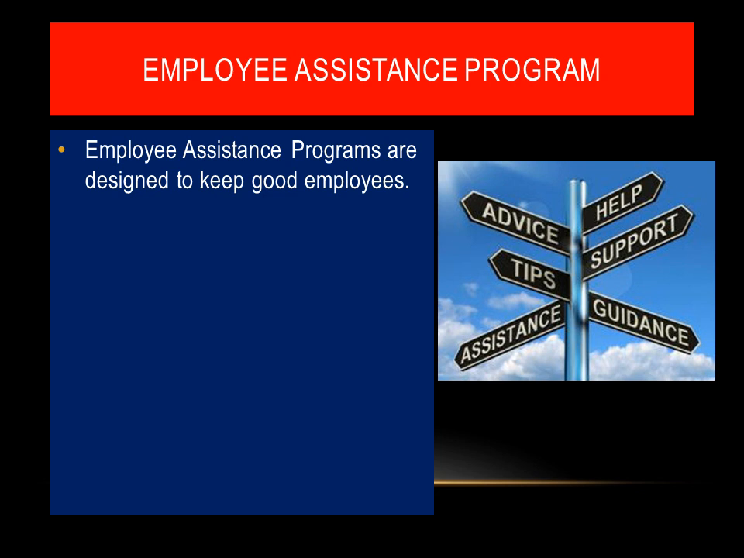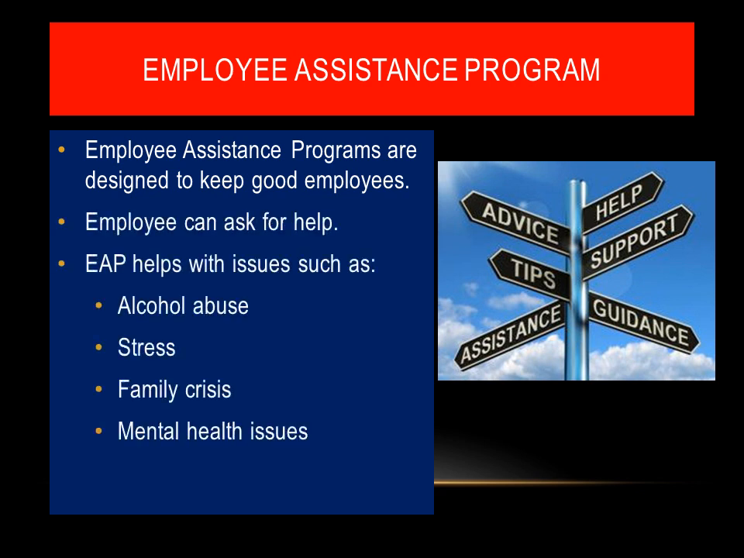Right? It could be for alcohol abuse. It could be for stress on the job, stress at home. It could be for a family crisis. He could be having mental health issues. But the employee assistance programs are designed to keep good employees, and the employee needs to ask for help prior to the disciplinary action taking place.